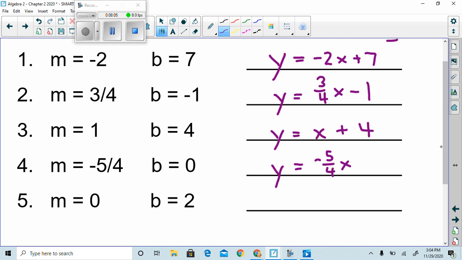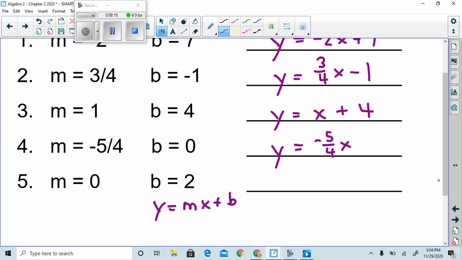And the last one in this slide says that slope is equal to 0. Well, if I take y is equal to mx plus b, and I replace the given values in, and I have y is equal to 0 times x plus 2, well, that center term cancels. I'm left with y is equal to 2, which is a constant. And when y is equal to 2, you know that you have that horizontal line.